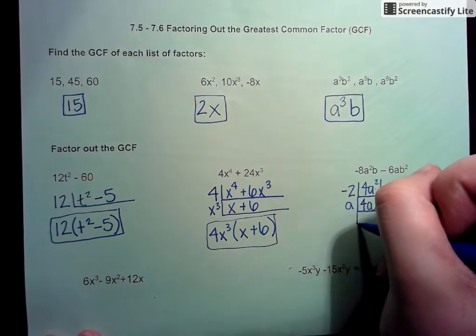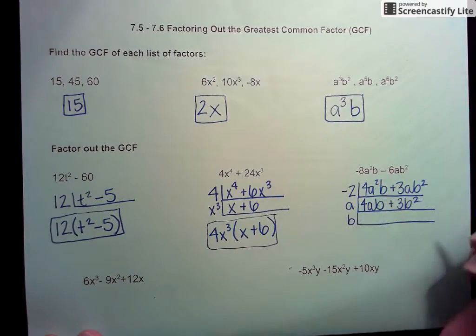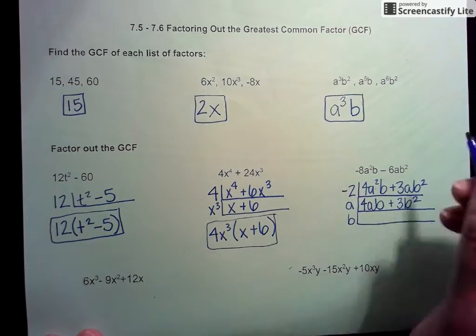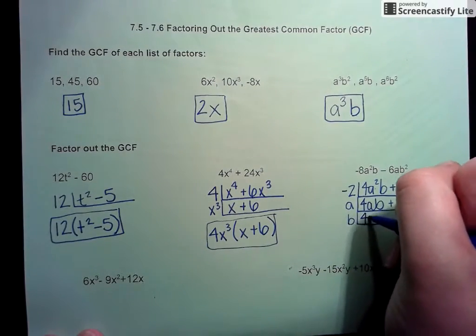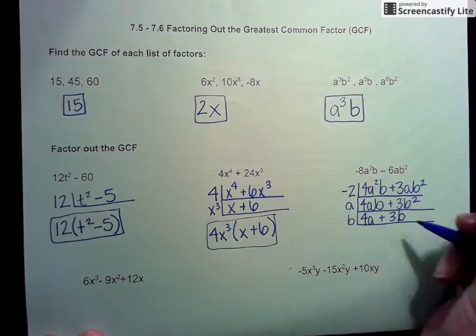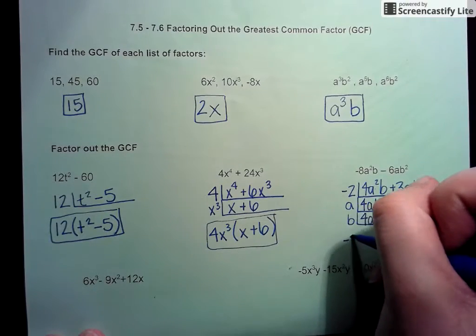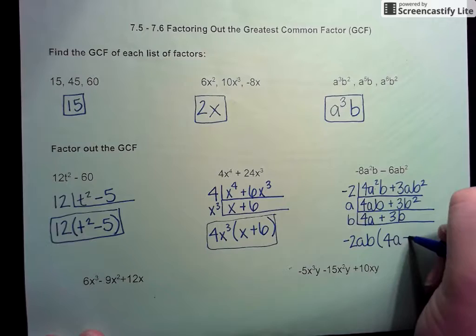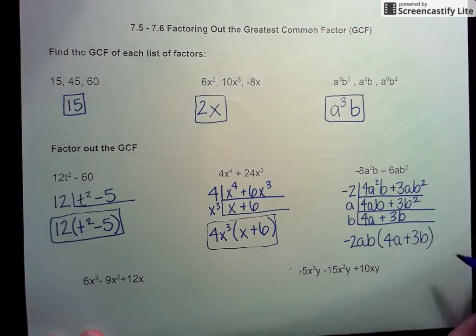I also can actually take out a b, and I have 1 here and 2 here, so the most I can take out is 1b, so I'd be left with 4a plus 3b. So my greatest common factor is 2ab times 4a plus 3b. And that would be my final answer.